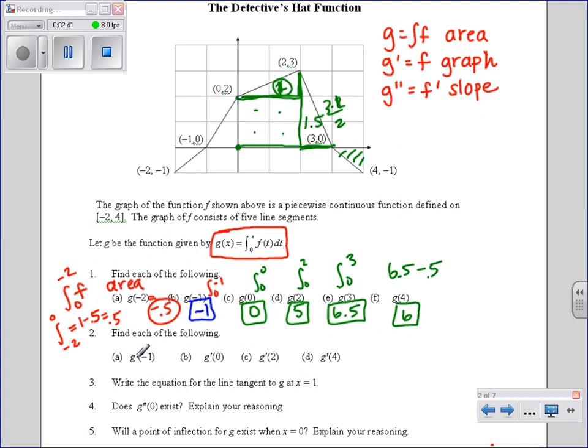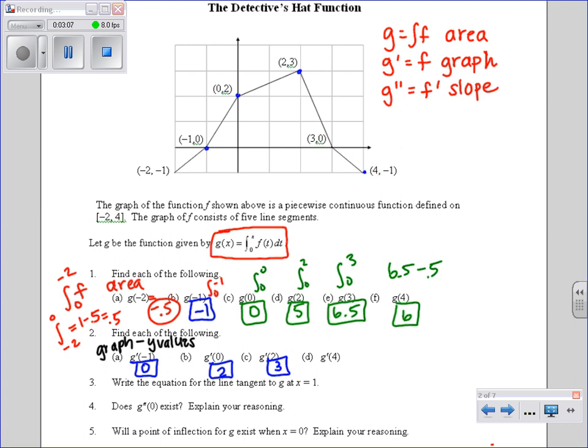Now find each of the following. G prime, we look up here, is the graph. So these are just the y values. So what's the y value of the function? At negative 1, it is 0. At 0, we have 2. At 2, we have 3. And at 4, we have negative 1.